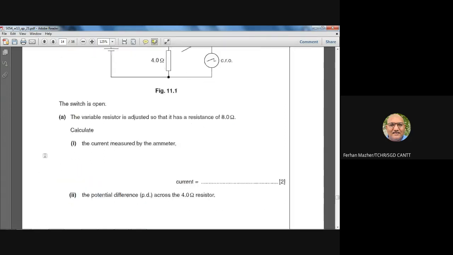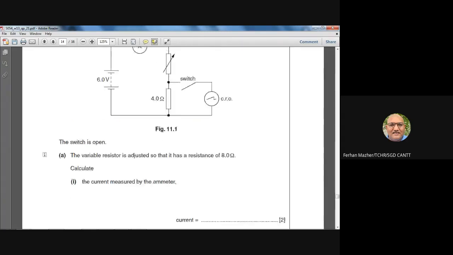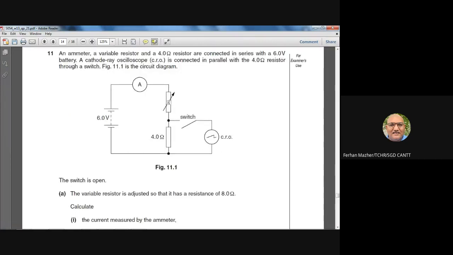The variable resistor is adjusted so that it has a resistance of 8 ohm. Calculate the current measured by the ammeter. You see what they have done? They have made R1 equal to 8 ohm. So R2 is 4 ohm. So their question is how much current is coming from the battery. This is a series circuit, so very easily you can find the current coming from the battery.